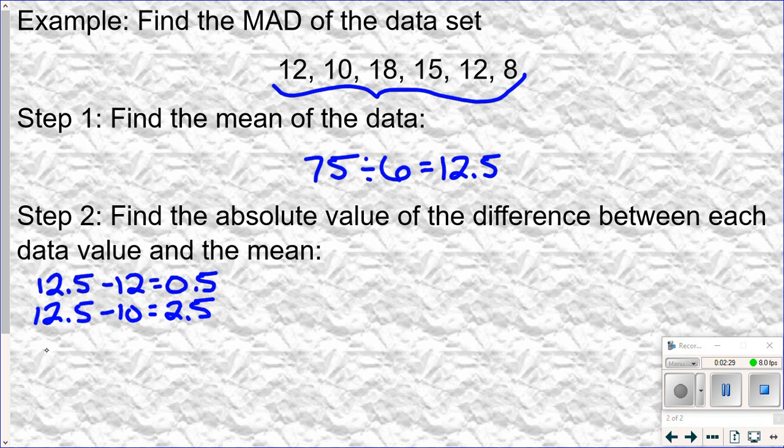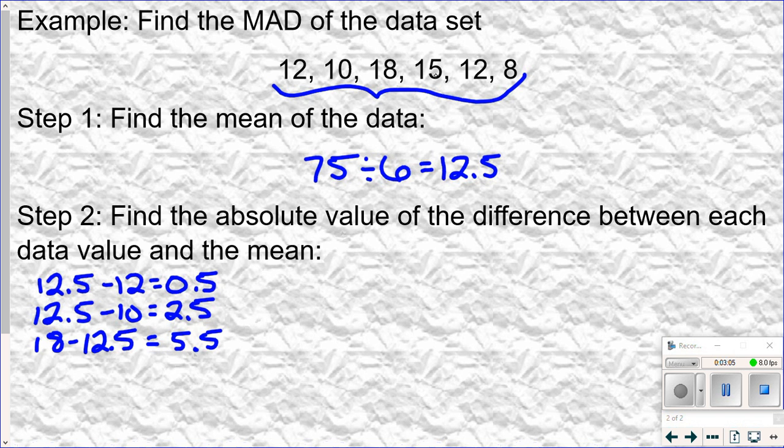And then I take 18, and I'm doing the larger number minus the smaller number. So 18 minus 12.5. Again, sorry, I'm doing the larger value minus the smaller value because it's asking me for the absolute value. And that's a way to ensure that I always end up with a positive value. So 18 minus 12.5 is 5.5. So that one so far is the furthest away from the mean of the data. So that shows a lot of variation when you're far away from the mean.